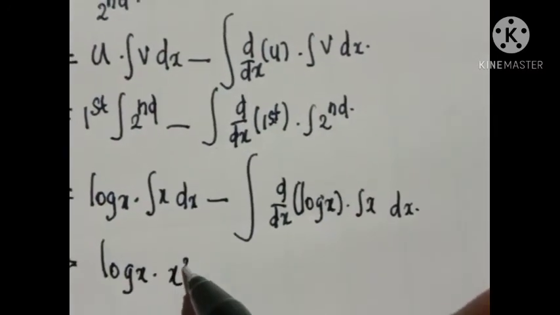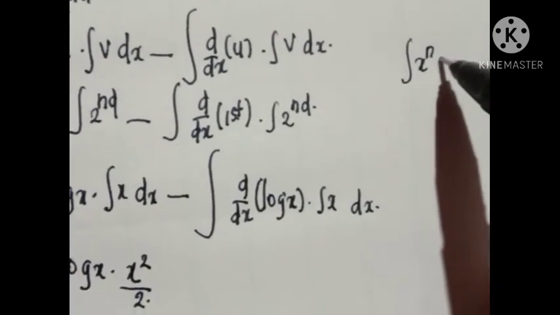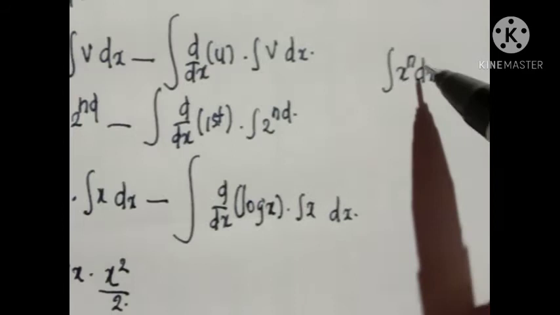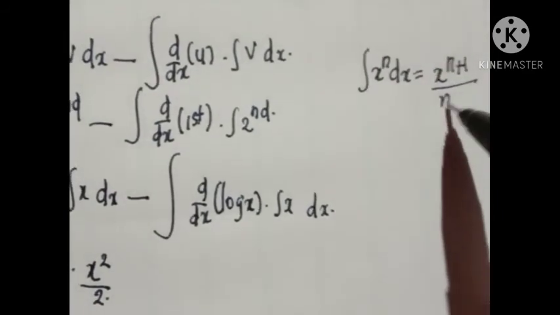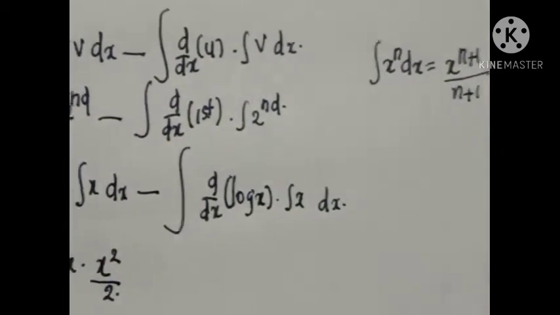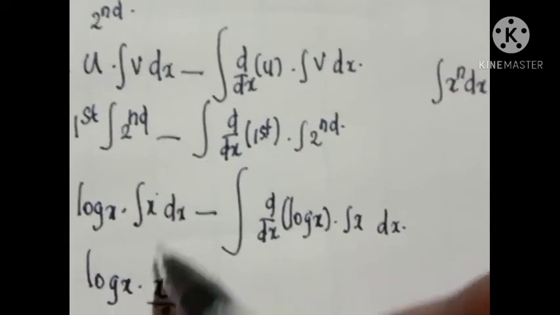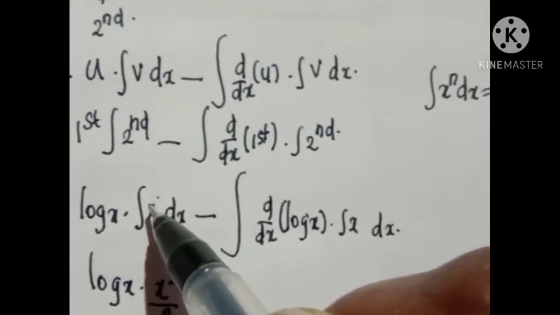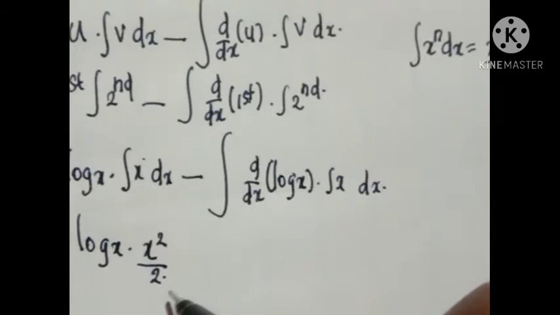It is x square by 2. Use the formula integral of x raised to n dx. What is integral of x raised to n dx? X raised to n plus 1 by n plus 1. Here power is 1. So x raised to 1 plus 1 by 1 plus 1. So x raised to 2 by 2.